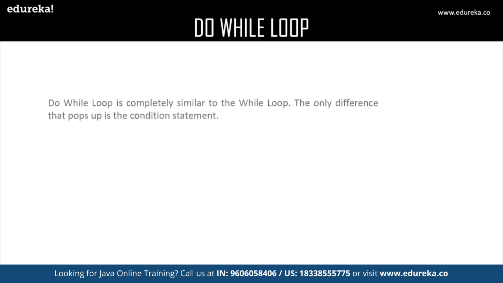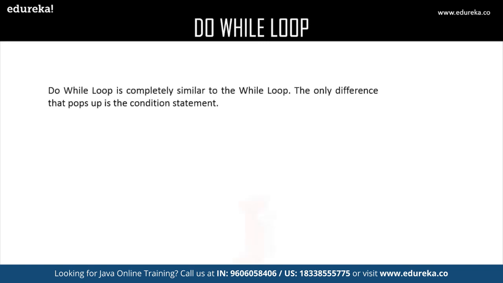Similarly, now let us understand the do while loop. The do while loop is considered to be a conditional statement which is completely similar to the normal while loop. The only difference is that the do while loop has a Boolean or a conditional statement present at the end of the loop. This makes the do while loop execute at least once.